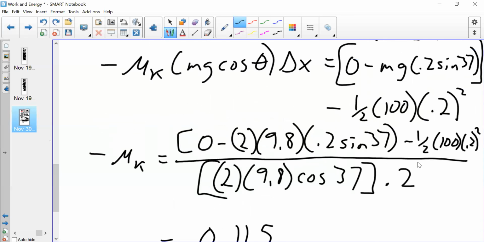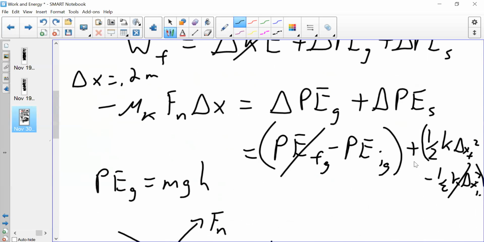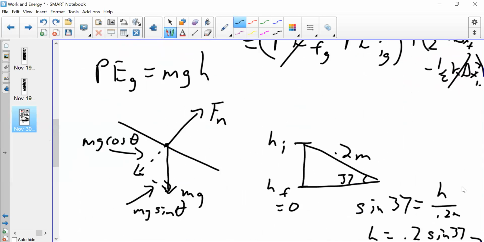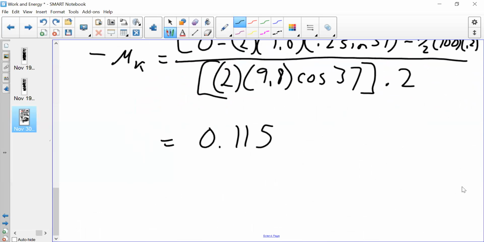So again, just to summarize these types of problems, if it's a rough surface, in this case it started and stopped at rest, we set the work done by friction equal to all the other energy terms. If it was frictionless, no rough surface, then this would be 0 equals this stuff. That's it. That's pretty much the style of conservation of energy problems.